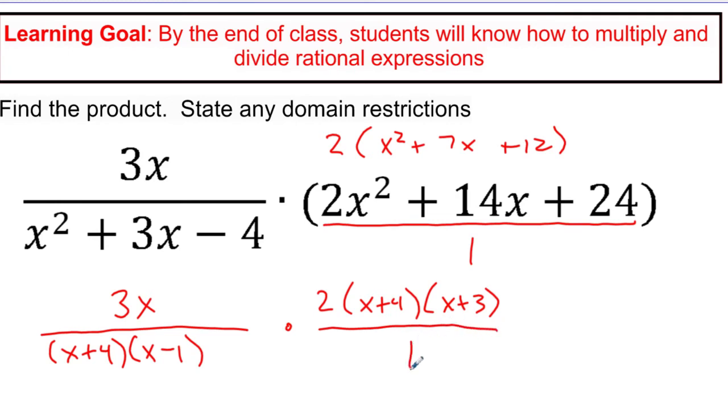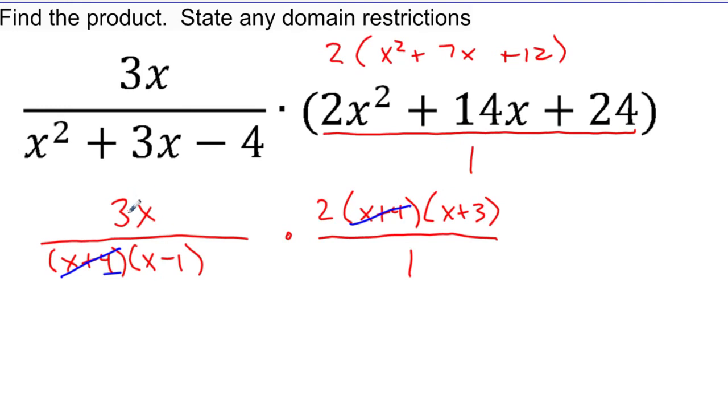So let's do our canceling. In this particular example, there's only one factor that cancels. So we're going to say the x plus 4 and the x plus 4 cancel each other out. And so let's put everything together. So I see 3x times 2. That's really simple. Let's put those together. That's a 6x. And I have this x plus 3, 6x times x plus 3, over x minus 1.